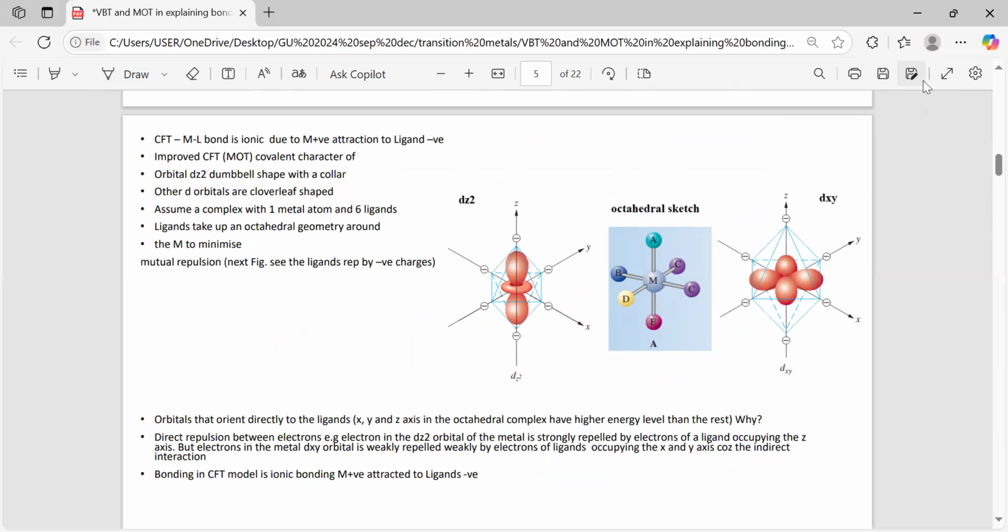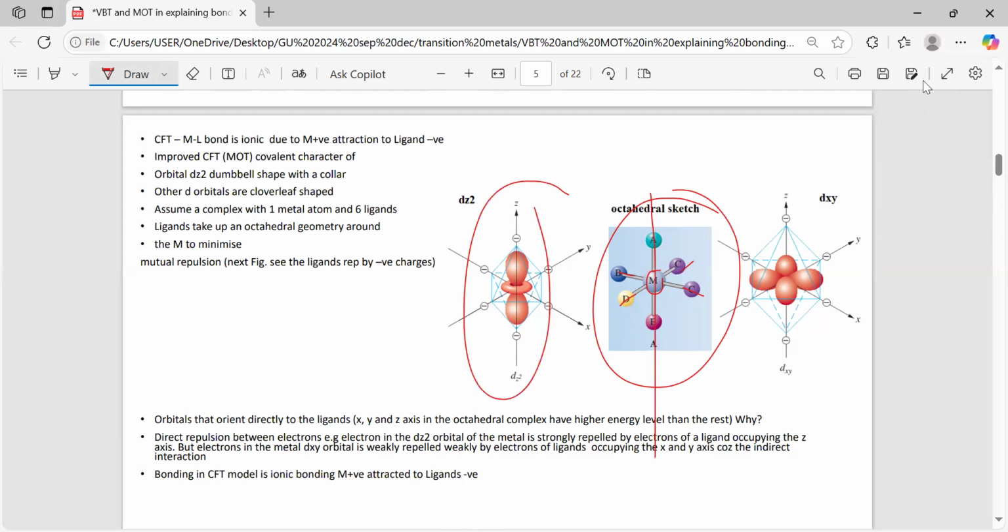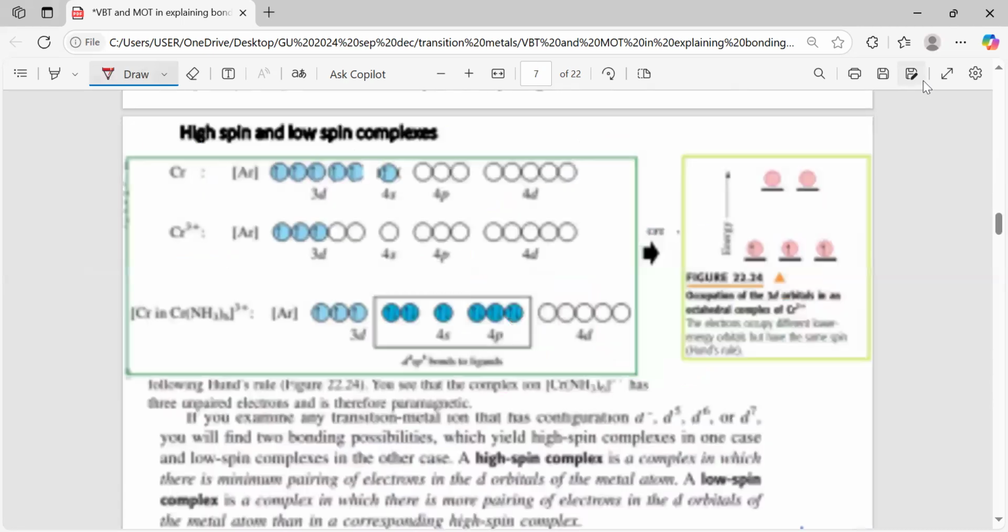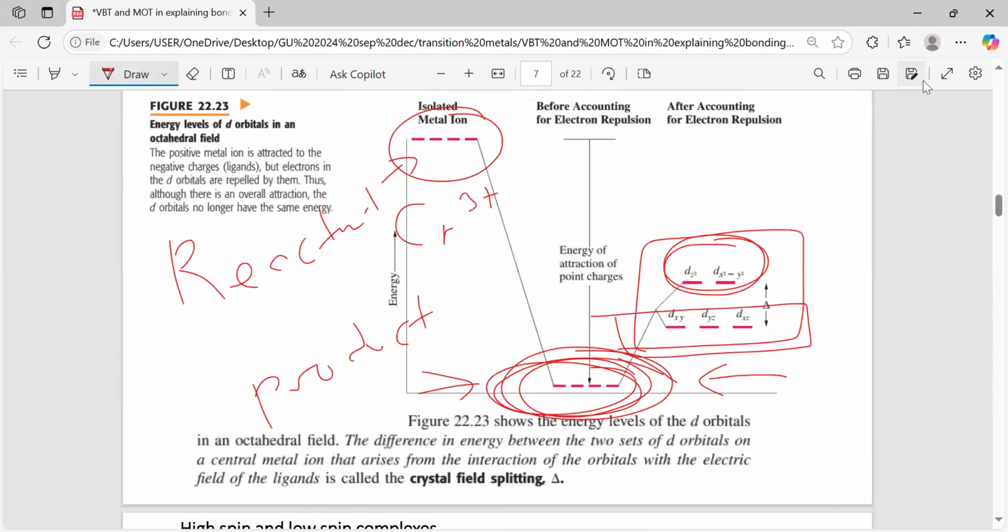whereby I've already told you what happens. Metals can bond to ligands, and the ligands bond in those axes directly, the 5, 6 axes. And the d orbital orients itself directly to that, while the other d orbital, dxy, orients itself to dxy. Let's see whether that is the correct orbital. Just a minute.